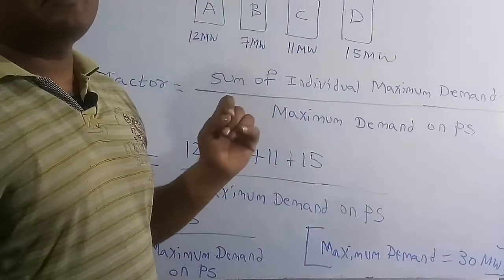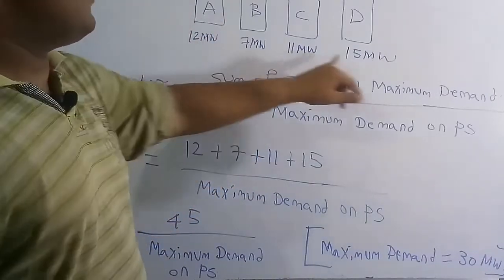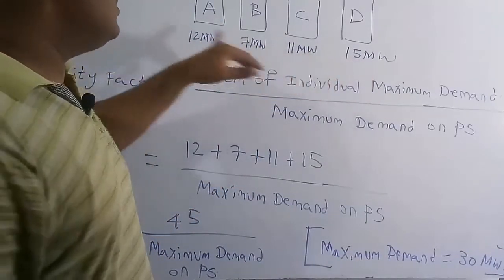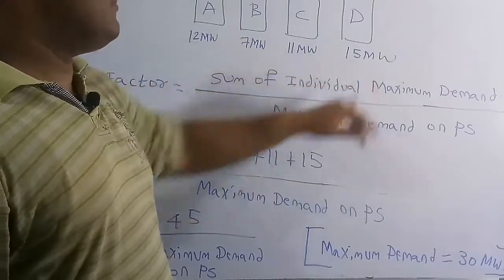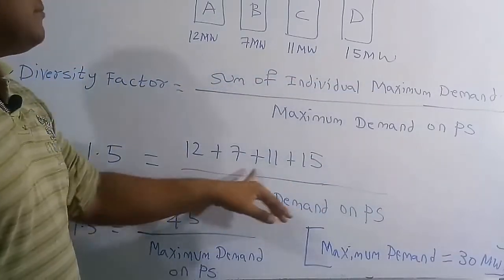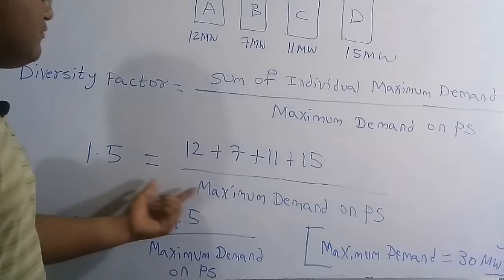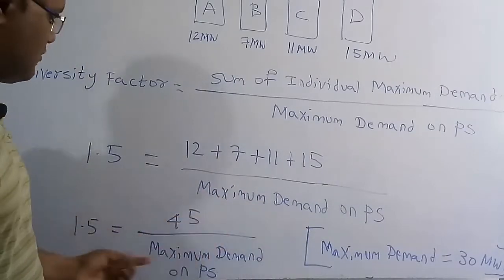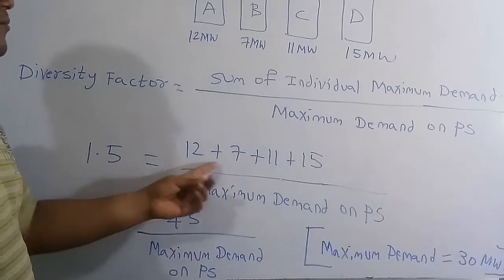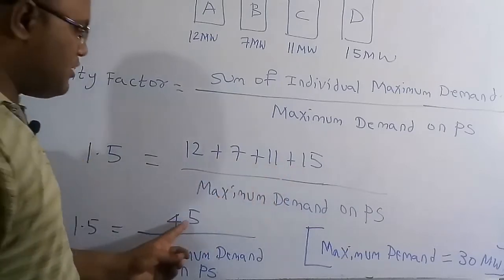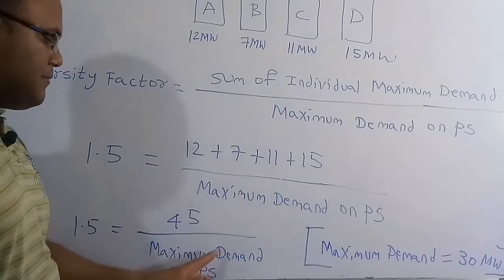of individual maximum demands of the loads, which means we have to add all these maximum demands: 12 plus 7 plus 11 plus 15. So we have this equation with only one unknown. Therefore 1.5 is equal to (12 plus 7 plus 11 plus 15, which is 45) divided by the maximum demand on the power station.